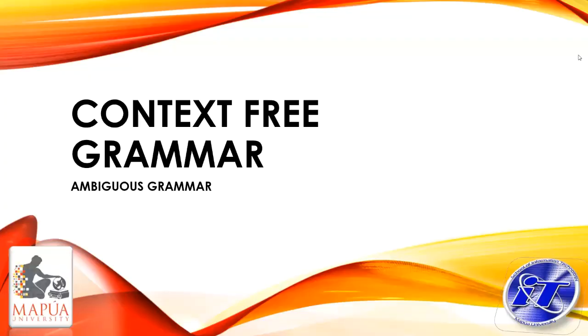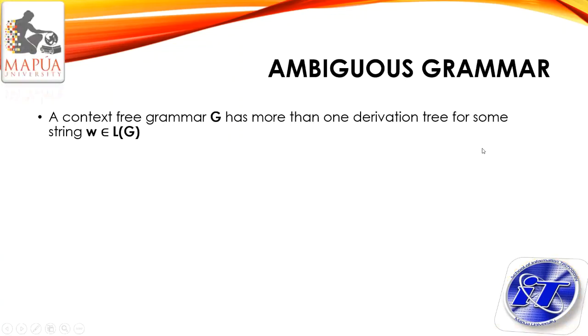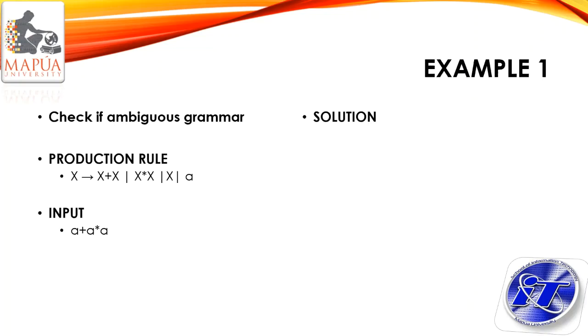Let's continue our discussion about context-free grammar, specifically ambiguous grammar. Ambiguous grammar is a context-free grammar wherein we could derive more than one derivation tree to derive the desired input. So for example, we have this production rule: X yields to X plus X, or X times X, or terminal A. The desired input is A plus A times A.